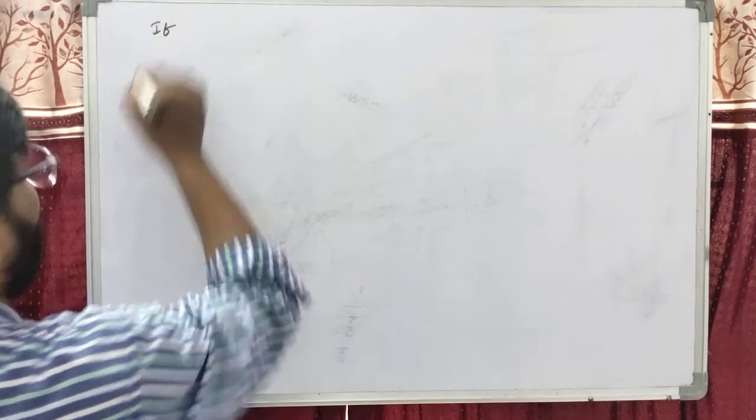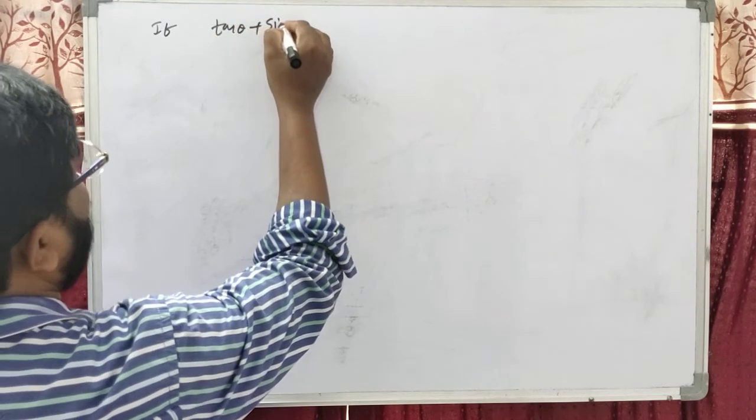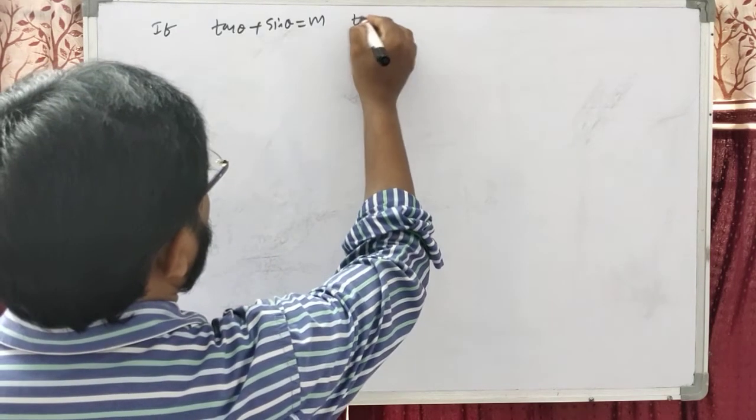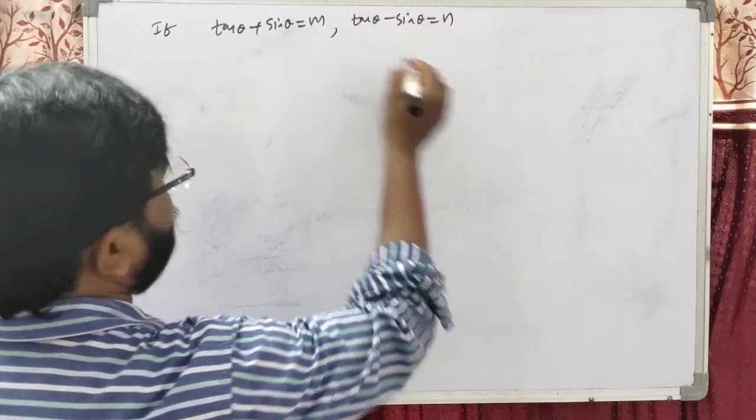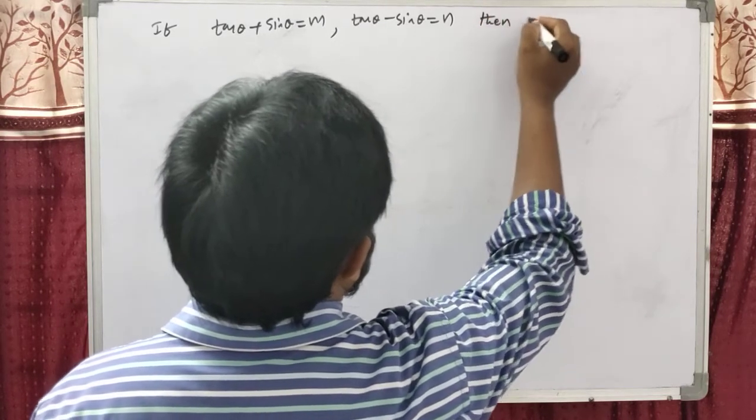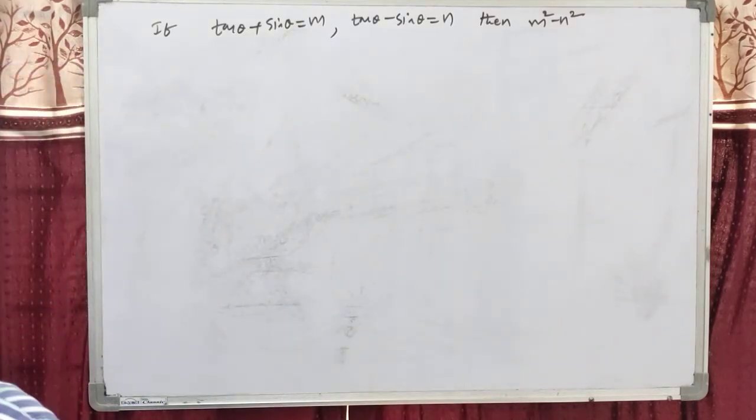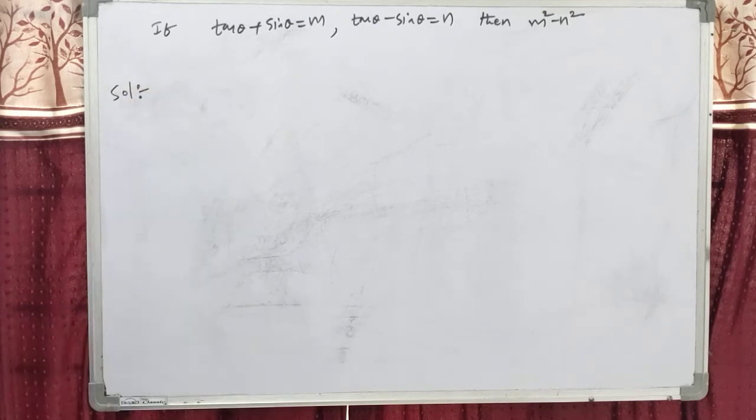Dear students, I will take the next question. Tan theta plus sin theta equal to m, students. And another one is tan theta minus sin theta equal to n. Then the value of m square minus n square. Dear students, we have to find the value of m square minus n square.